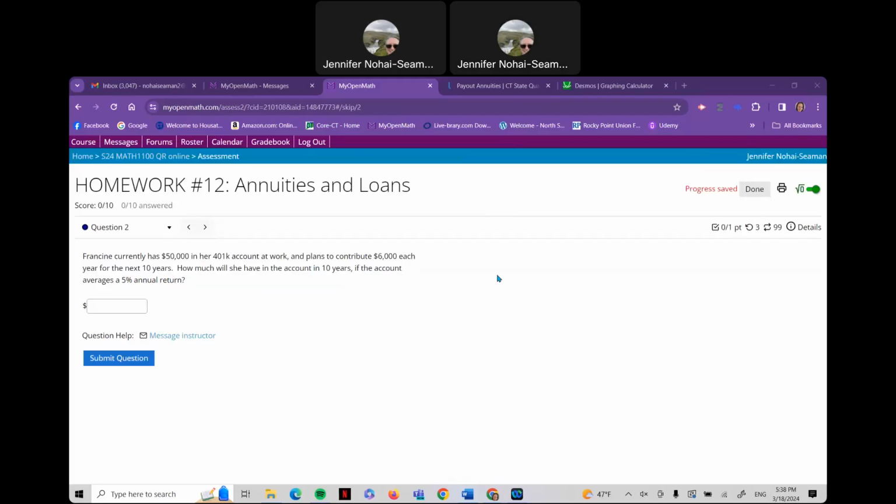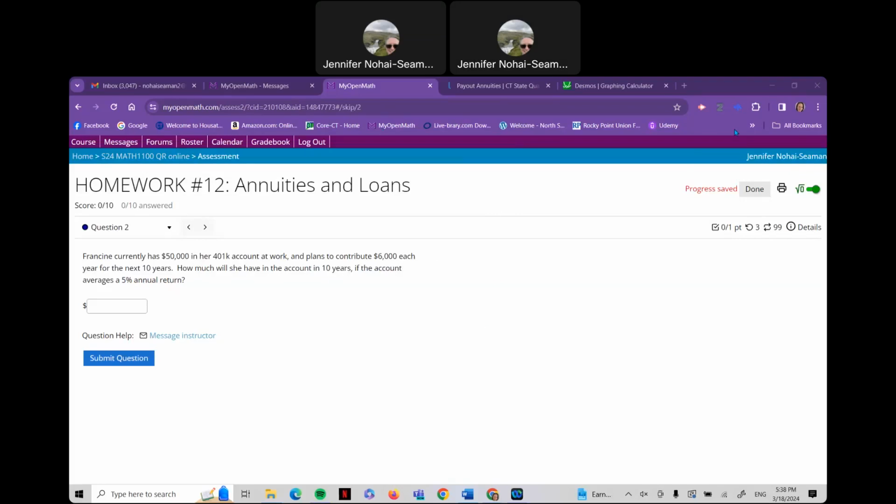This is question number 2 from homework 12. Francine currently has $50,000 in her 401k account at work and plans to contribute $6,000 each year for the next 10 years. How much will she have in the account in 10 years if the account averages 5% annual return?